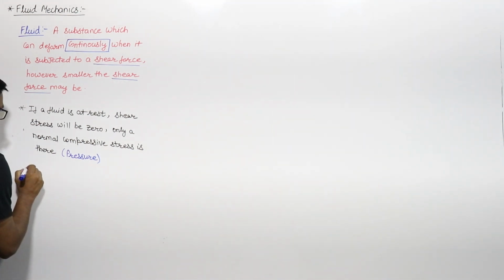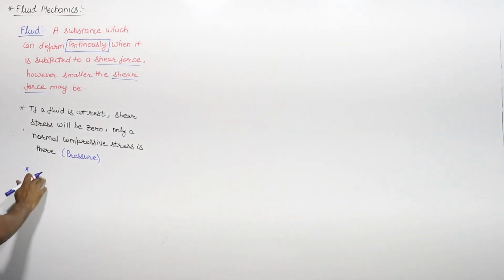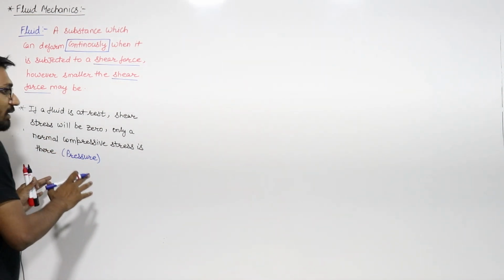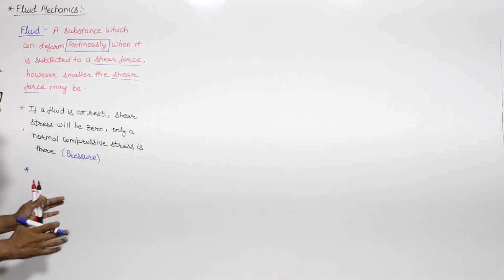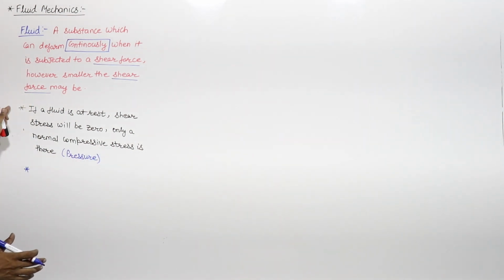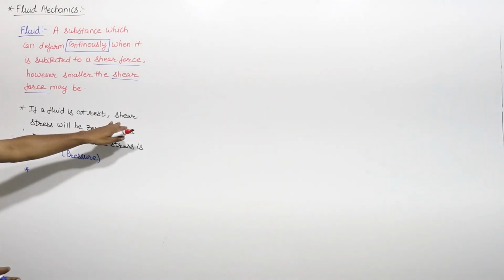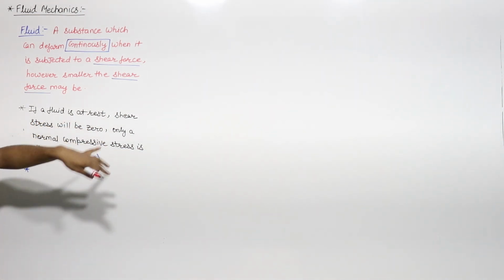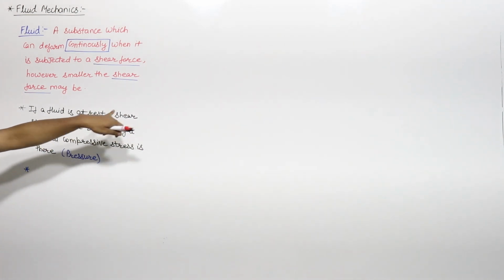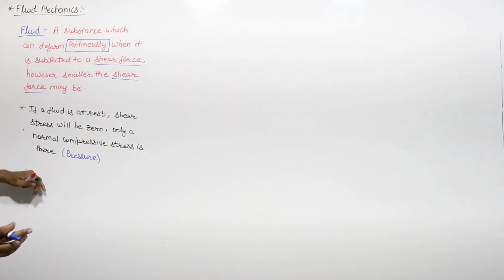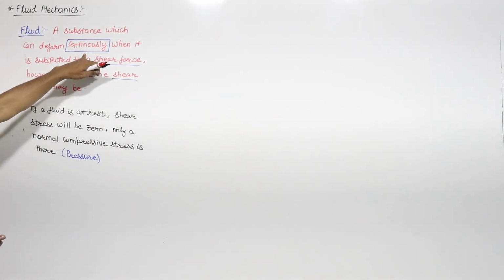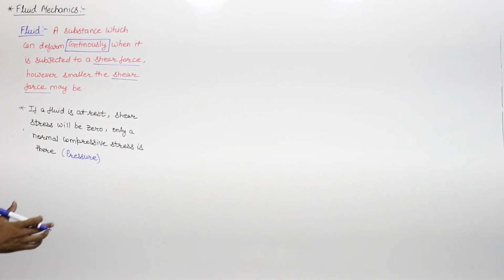So we can say, and we will see when we study the difference between solid and fluid, that fluid is not able to resist shear stress. If the shear stress is acting, then fluid must flow. There is no case where fluid is not moving under the action of shear force. When shear force is there, fluid must flow. Then what is the meaning of this continuous deformation?